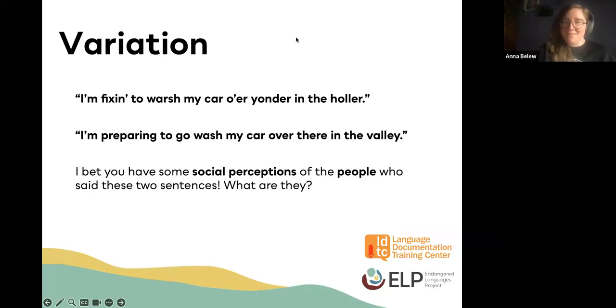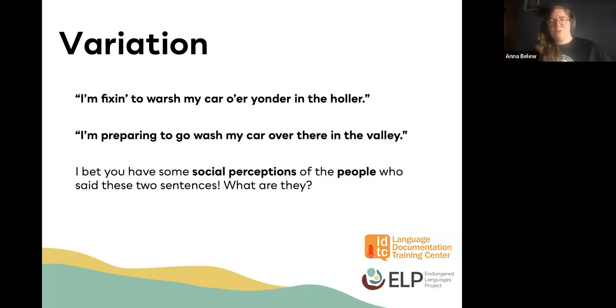Oh, I see some comments that the second one sounds a little stiff. Yeah, I can see that. This prestige variant often also sounds kind of stuck up to some people. And then it goes the other way as well. The first Appalachian variant might be considered, like, less educated. Both my parents had experiences of people thinking if they spoke naturally that they sounded less educated than someone who spoke the second way.